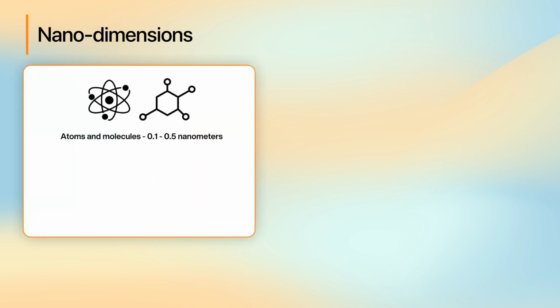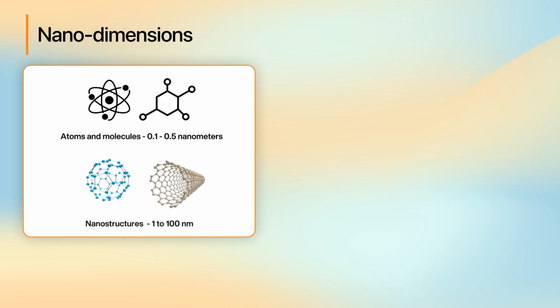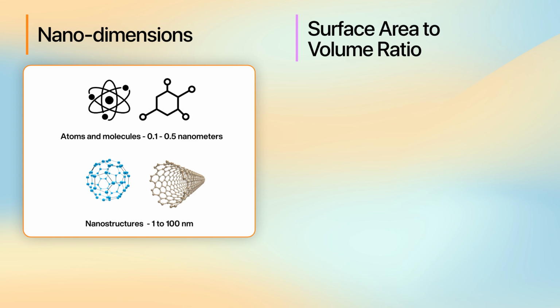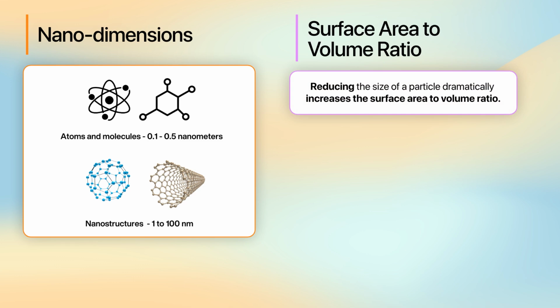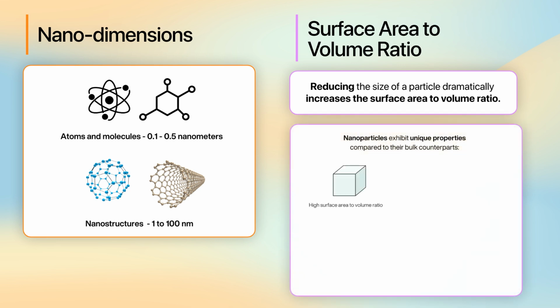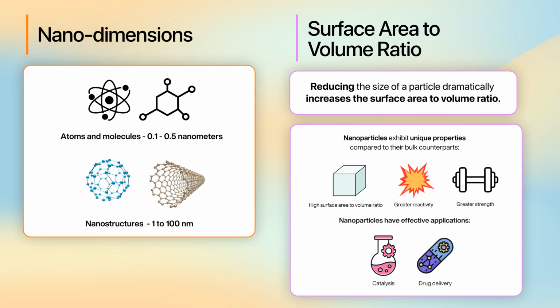In today's lesson, we delved into the nanoscale dimensions of particles and their unique properties. We began by comparing the sizes of atoms and molecules, which typically range from 0.1 to 0.5 nanometers, to nanostructures like nanoparticles and nanotubes, which range from 1 to 100 nanometers. Next, we explored the crucial concept of the surface area to volume ratio. Using the example of a cube, we understood how reducing the size of a particle increases this ratio dramatically. We then discussed the implications of this high surface area to volume ratio in nanostructures, including their greater reactivity and strength, and understood some of the applications of these unique properties. This insight is crucial for appreciating the advanced behaviors and applications of nanomaterials.